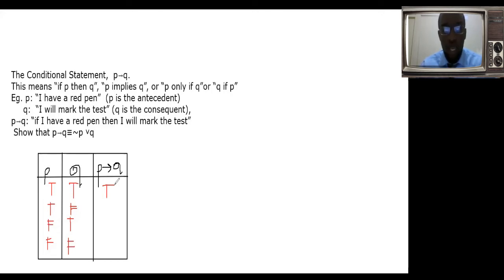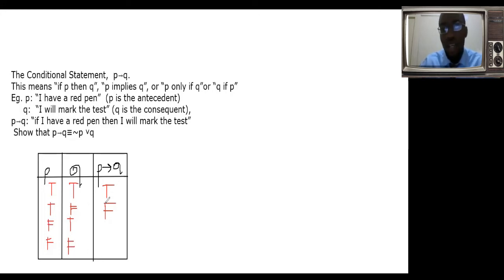Now P is I have a red pen and Q is false. I did not mark the test. So listen, I lied to you. I told you that if I have a red pen, I will mark your test. But I did not mark your test. And so P implies Q right here is false. And the only reason why it is false is because I did not keep my promise.